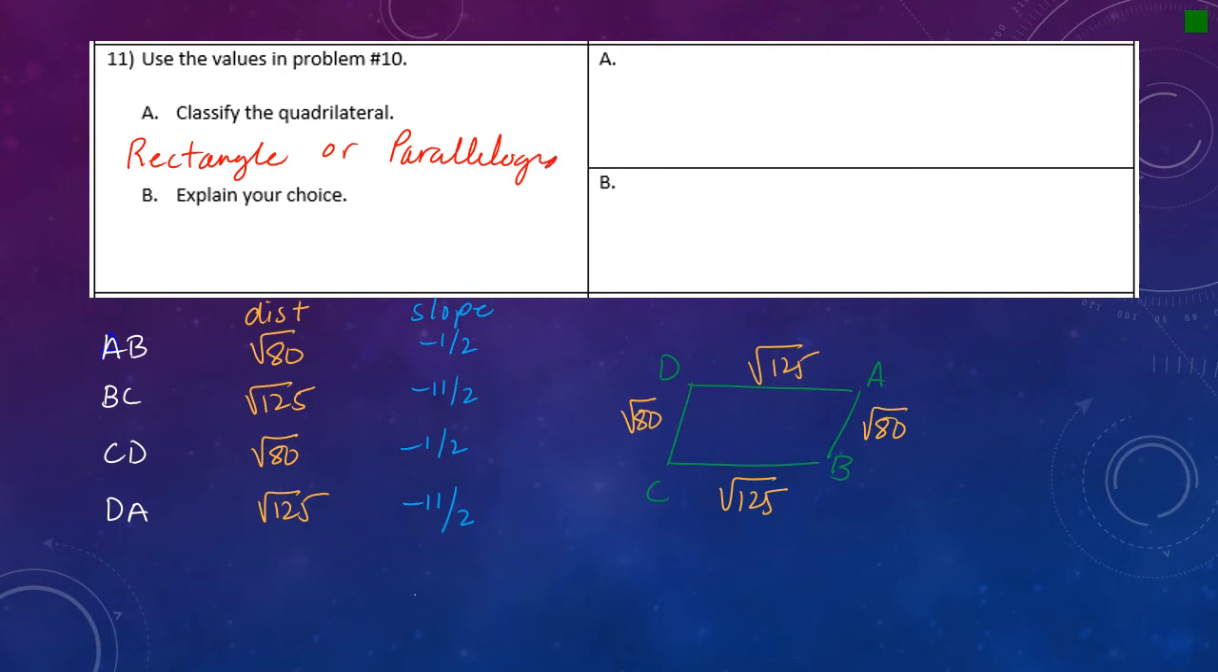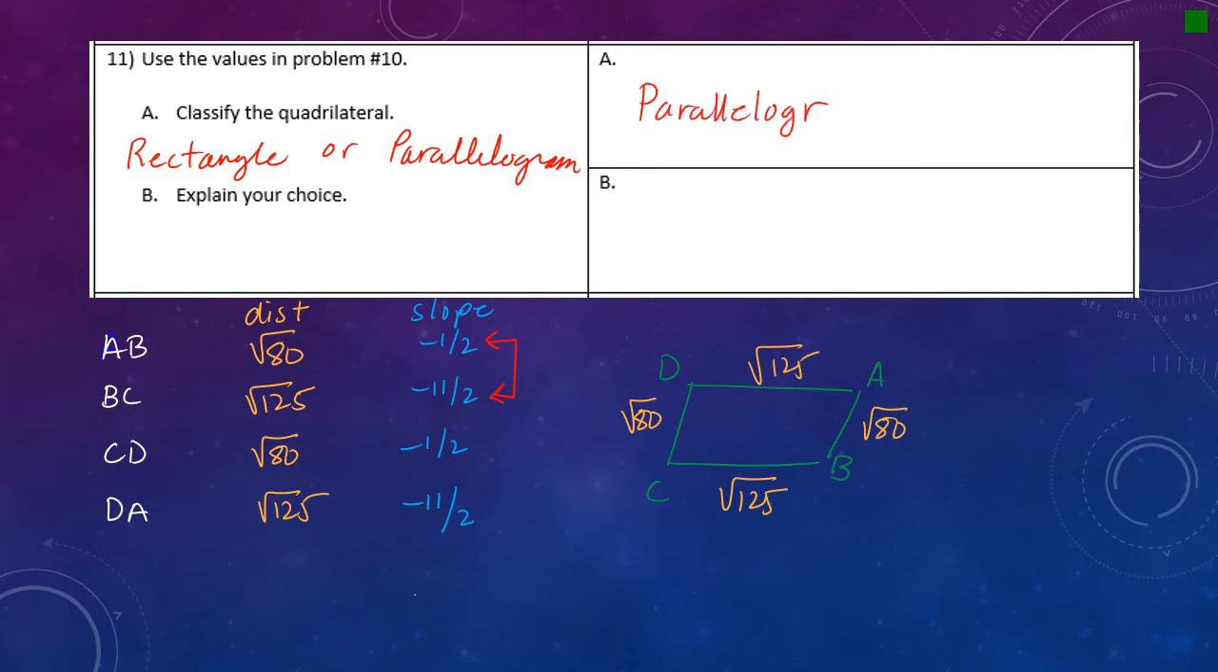The difference between a rectangle and a parallelogram is the slopes. If I look at the slopes and they're opposite reciprocals, that means that I have right angles. That would mean it's a rectangle. If I look at my slopes though, you'll see that I have -1/2 and -11/2 as my two different slopes. Not only are they not reciprocals, they're also not opposites. So these are definitely not perpendicular lines, which means that my answer is a parallelogram.